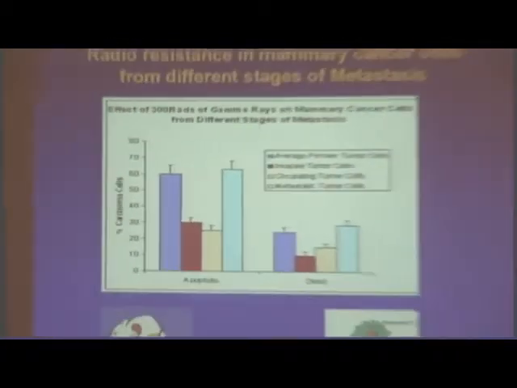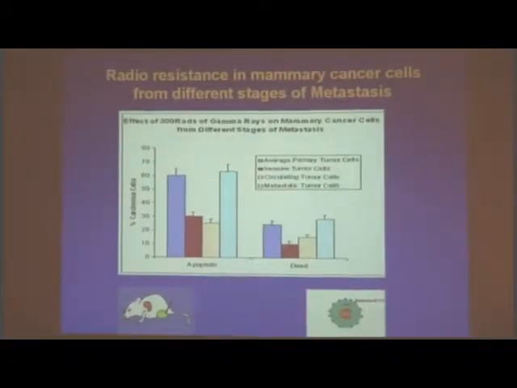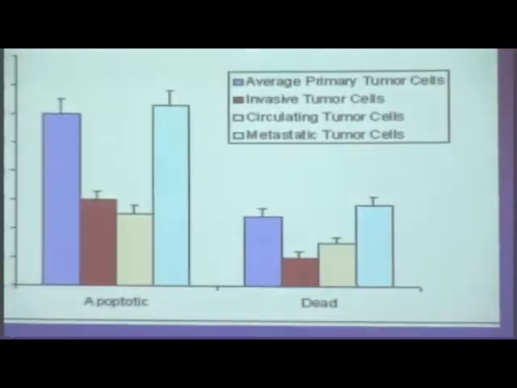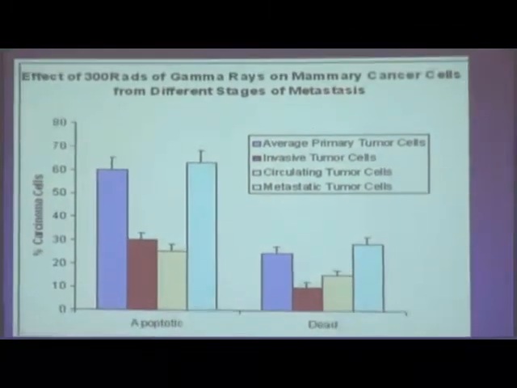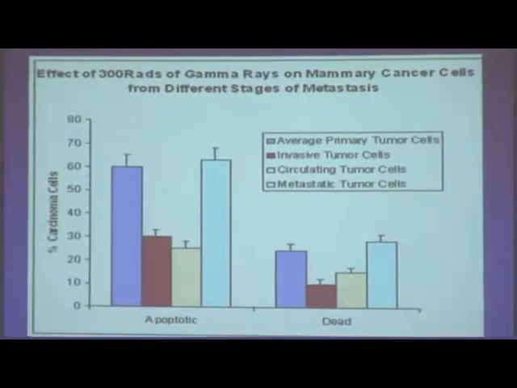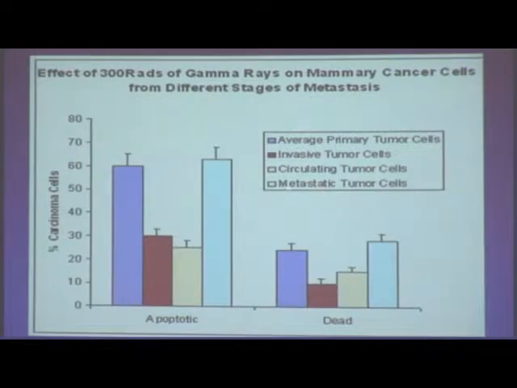This is a slide just to show that exactly the same thing happens when you give radiation also. So if you thought that if you're resistant to chemotherapy, radiation therapy is going to cure you, no, that's not going to happen because these cells are radio-resistant as well. Same idea, average primary tumor cell, invasive cells, circulating tumor cells, and metastatic tumor cells. So the radiation is going to kill the average primary tumor cells and the metastatic cells. The cells in transit will continue to live.